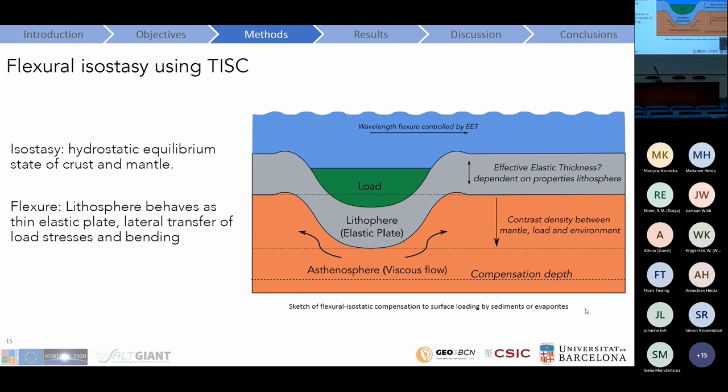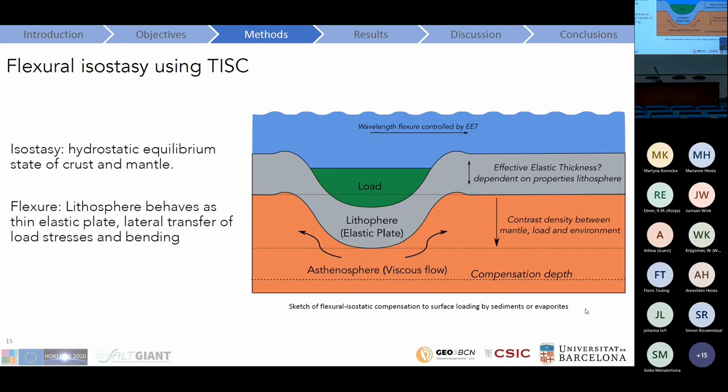And it's based on the principle that when you load the lithosphere with a surface load, being either evaporites, sediments, or fluctuations in the water level, then the lithosphere will sink into the viscous asthenosphere in order to re-establish a hydrostatic equilibrium at a certain depth. And the amount of subsidence that is caused here is then dependent on the contrast between the densities of the mantle, the load, and the environment.